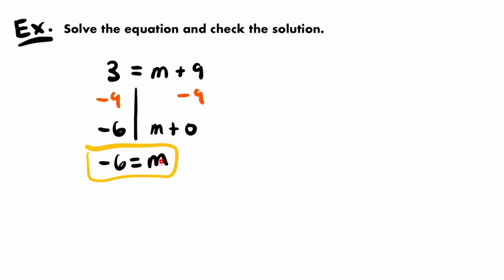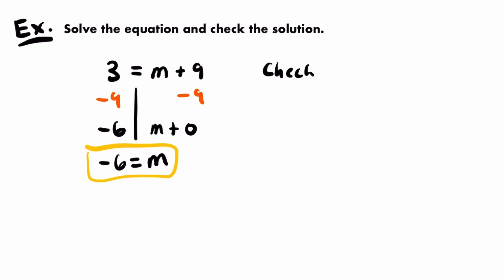It doesn't matter that the order is reversed here. -6 equals m is the same as m equals -6. We do have an equation here that is in the form of a variable equal to a constant, so that is a solution. Okay, we're saying that when m is -6, this equation is true, but we do have to check that. Let's see if our answer is correct.